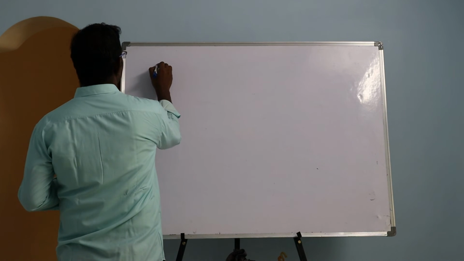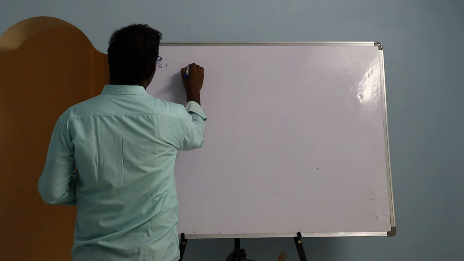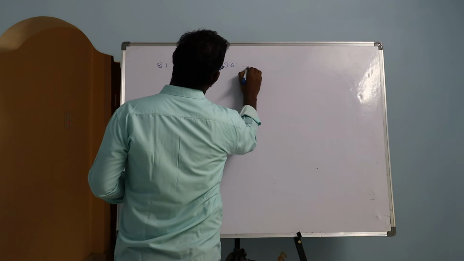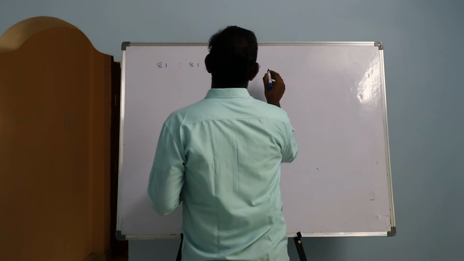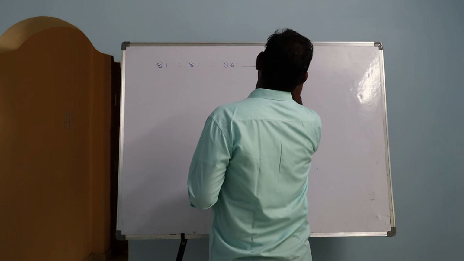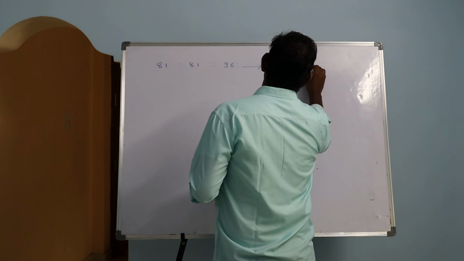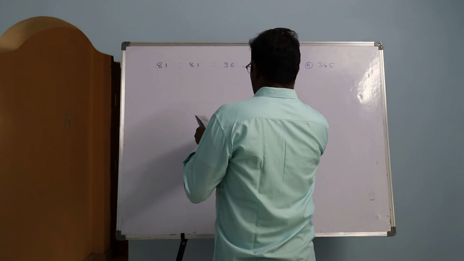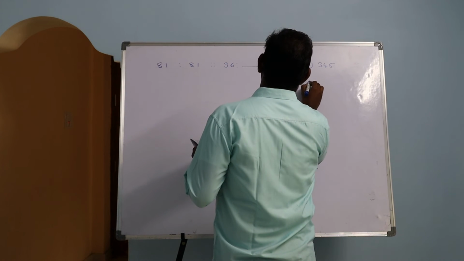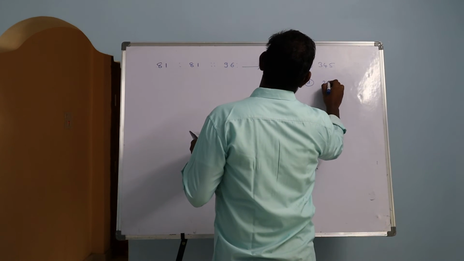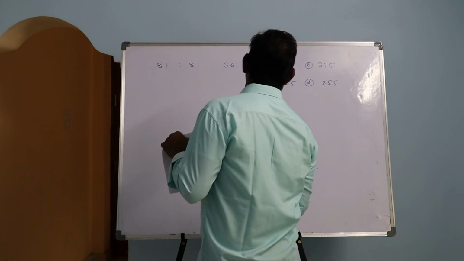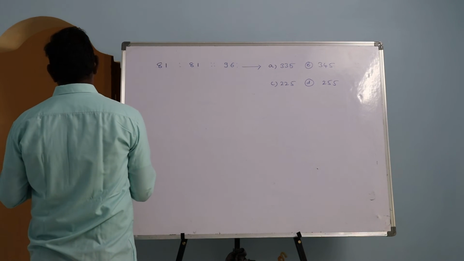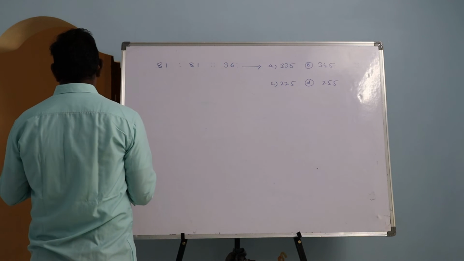Next bit, sir. 81 is related to 81 as 96 is related to dash. Option A is 335. Option B 345. Option C is 225. Option D is 255. What about the next bit, sir? You can observe it. Next bit.